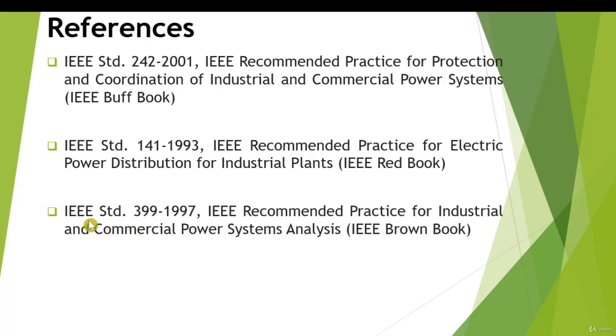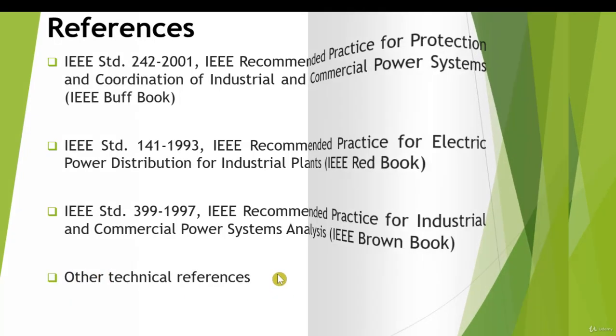Few more references are IEEE 399, which is IEEE recommended practice for industrial and commercial power system analysis, and it is called IEEE Brown Book. You can also use any other technical references which are accepted and being used globally. So let's understand the study procedure for protection and coordination analysis.